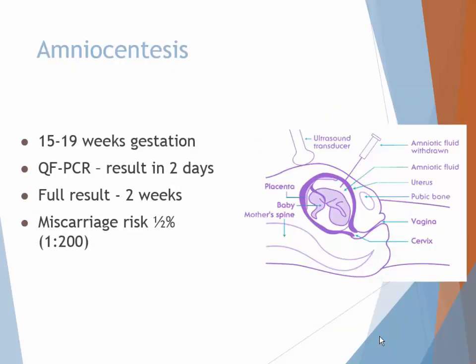There is the later test as well, the amniocentesis. It's done between 15 and 19 weeks and has a slightly lower risk of miscarriage of 0.5%. It's done later in the pregnancy, so it just depends what people prefer.